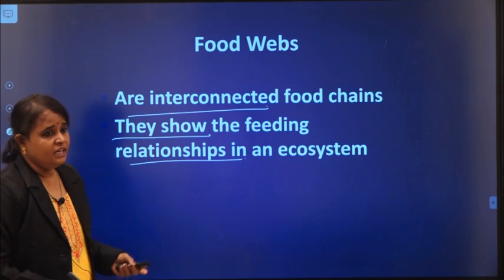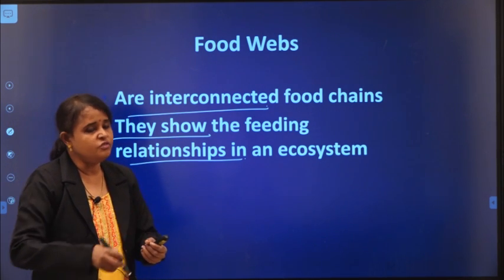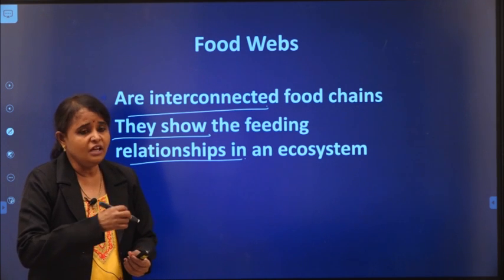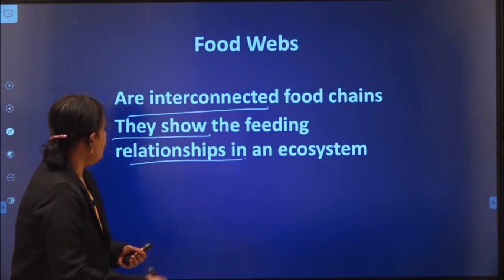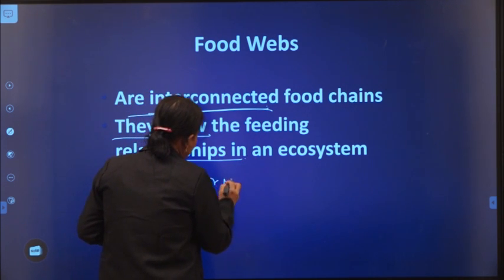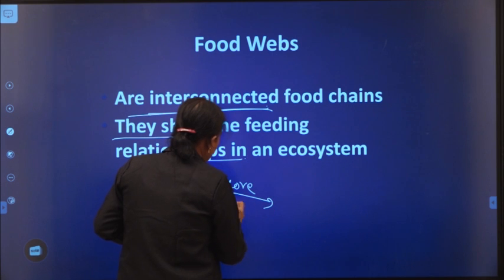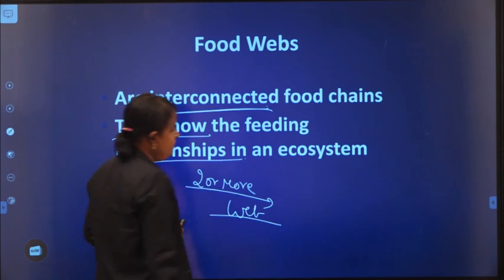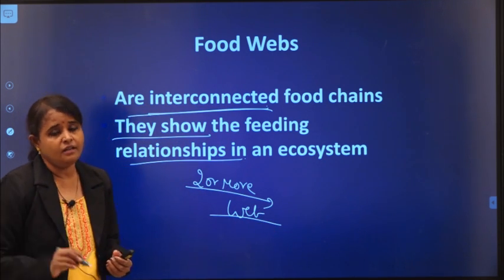They show the feeding relationship because it is a mixture of many food chains. Hence they show the feeding relationship, and we can say it is an interconnected of food chains. You can simply write two or more food chains are combined together to form a web-like pattern. You can write like that.